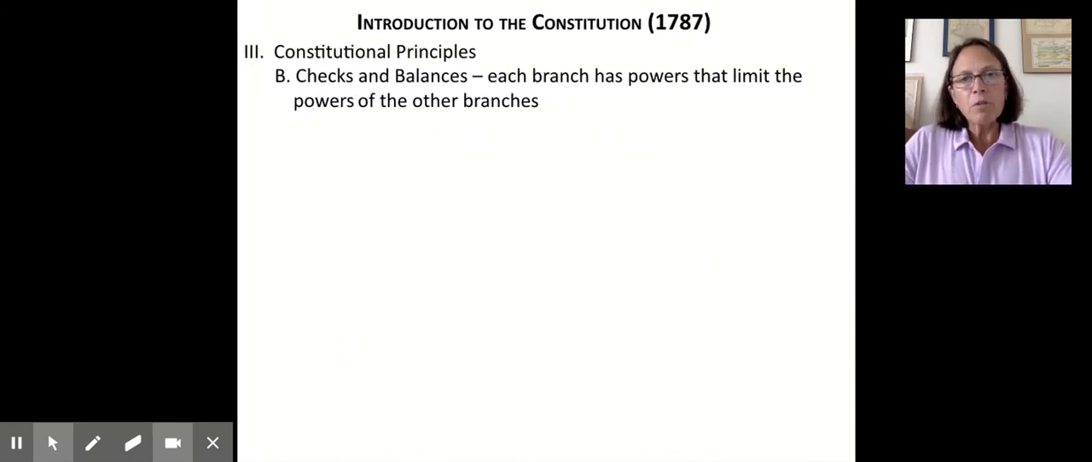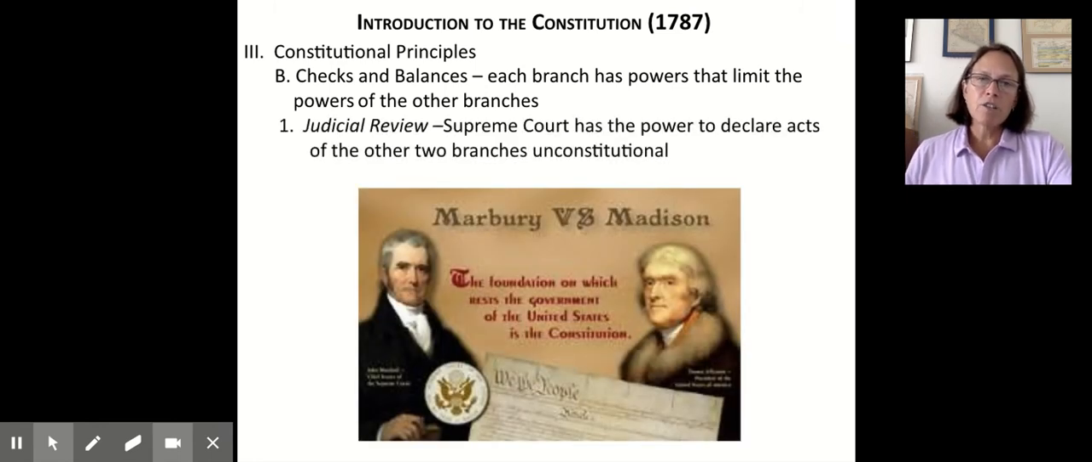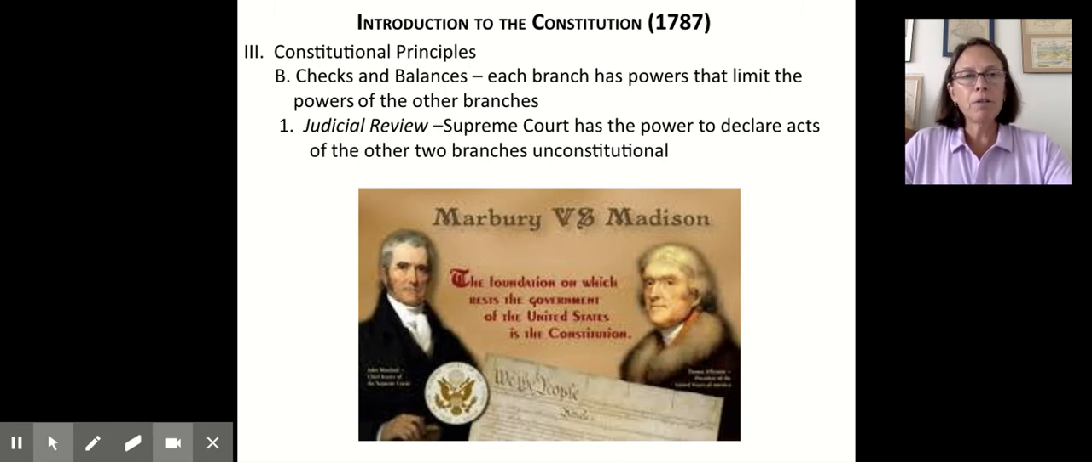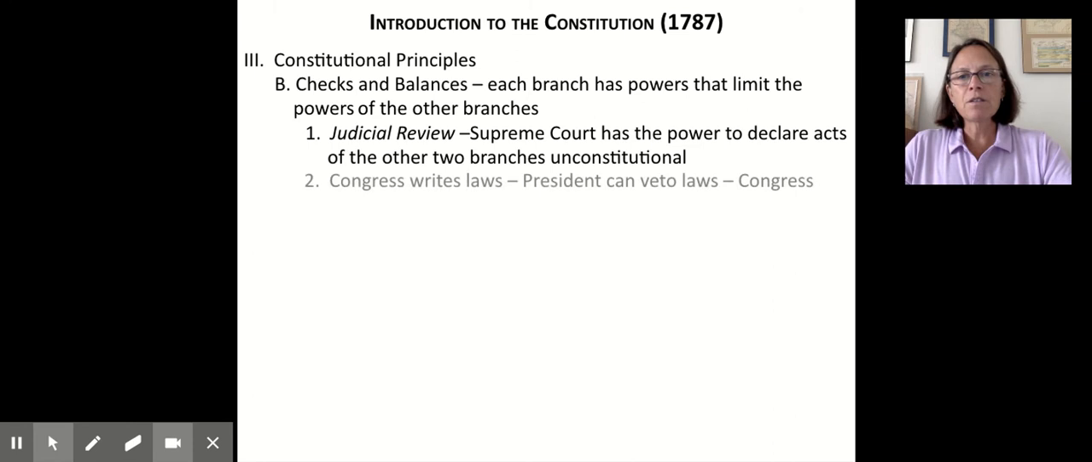There's 5 examples of checks and balances. I've just given you one, as I just said. And this power actually came from the Supreme Court. The first one is judicial review. They have the power to declare acts of the other 2 branches unconstitutional. So if the president passes an executive order, if Congress passes a law that is unconstitutional, the Supreme Court can strike it down. And the Supreme Court gave themselves this power in 1803 in the Supreme Court case of Marbury versus Madison.